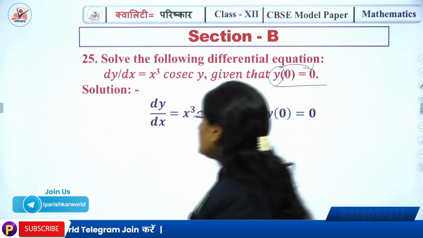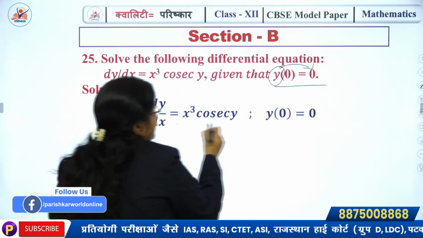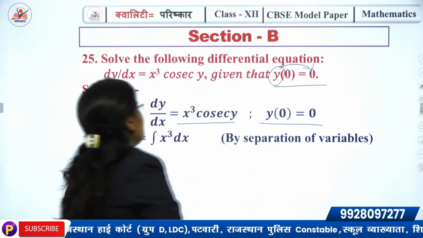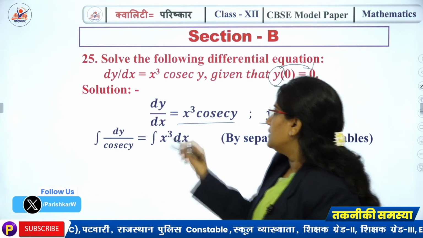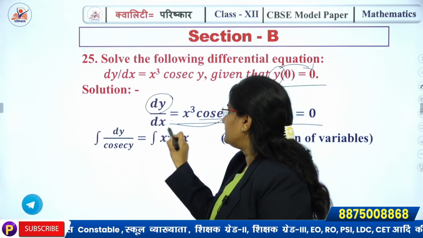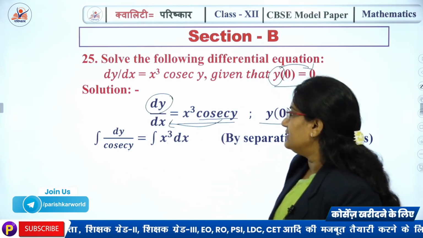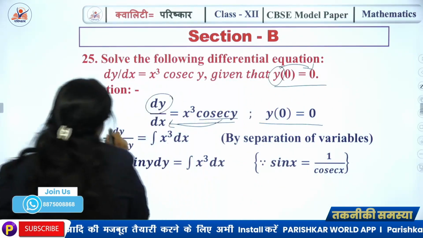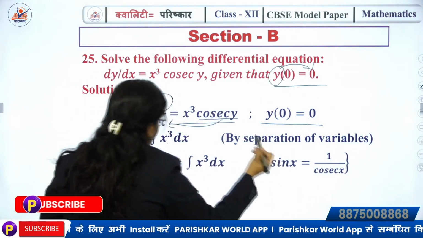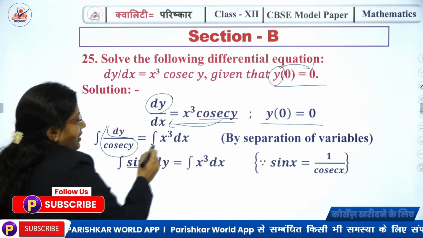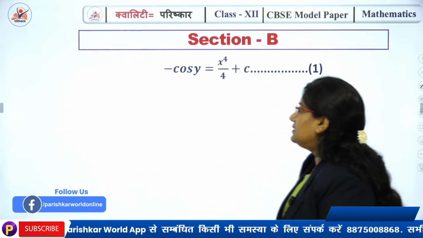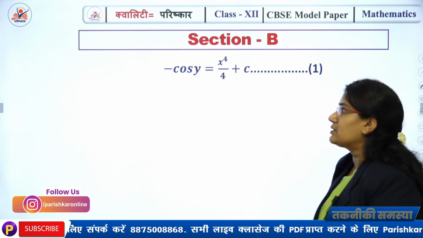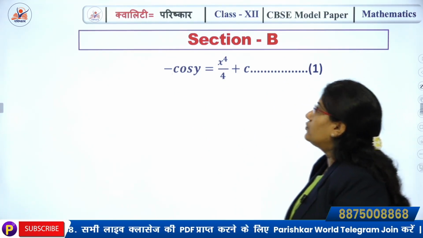See the solution. We have dy by dx equal to x cubed cosec y, and the initial condition y(0) equals 0. After separation of variables, we can see dy upon cosec y is equal to x cubed dx, and integrating with respect to y and x on both sides, we have 1 upon cosec y, which is sin y, dy, and x cubed dx. Integration of sin y is minus cos y, and integration of x cubed is x raised to power 4 upon 4 plus some constant.